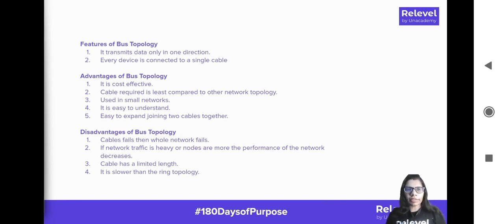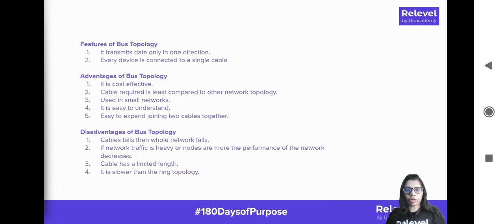Now, what are the disadvantages of bus topology? It is common that if your main cable fails, the whole system will crash down. If the network traffic is heavy, it would increase collisions in the network. To avoid this, various MAC layer protocols are used like Pure Aloha, Slotted Aloha, CSMA/CD, etc. Right? So basically, if your traffic increases, the collisions also increase, which would ultimately decrease the performance of the network.